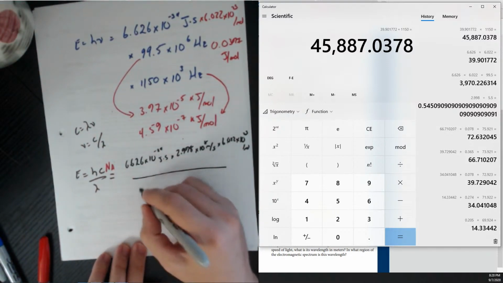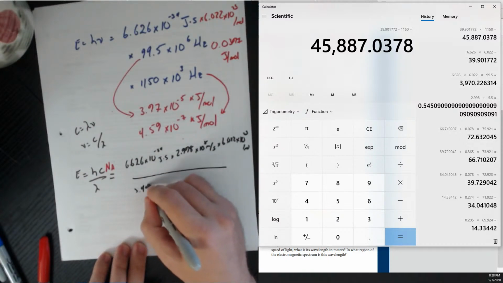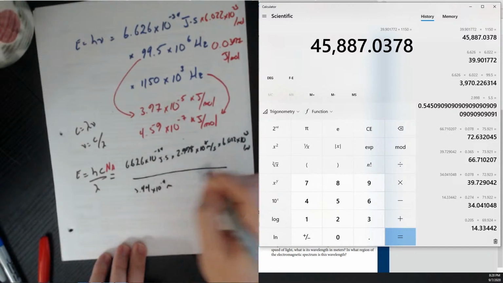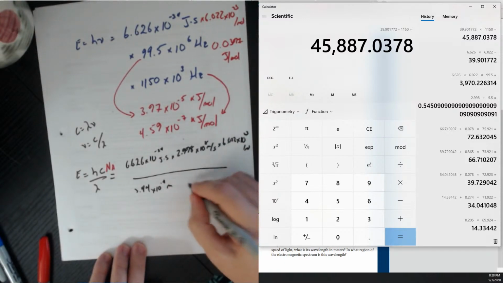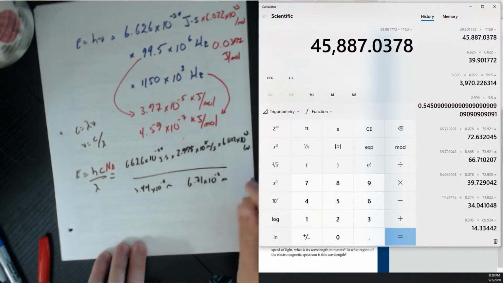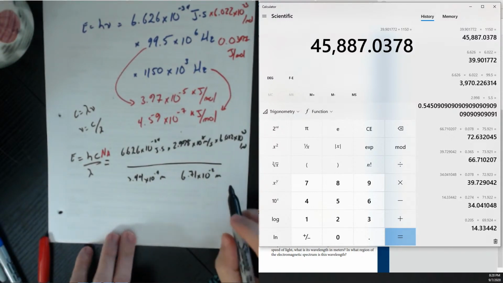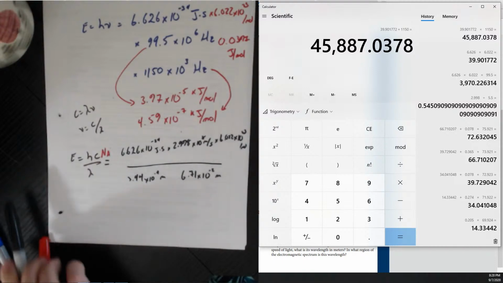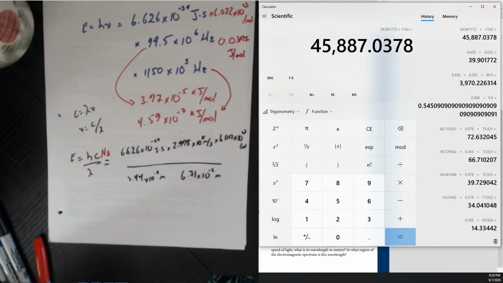So one wavelength is 3.44 times 10 to the negative 9th meters. The other wavelength is 6.71 times 10 to the negative 2nd meters. So those are our two wavelengths. They'll give us two fairly different answers.